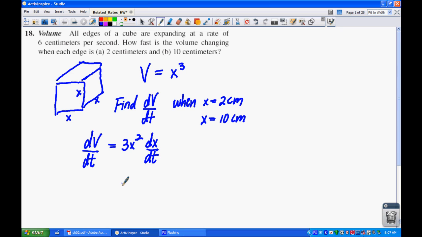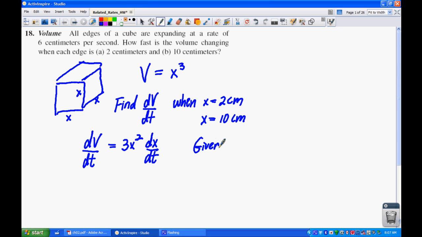Now we should be able to find the volume rate when so and so. Now I didn't write down, we know what x is going to be. x is going to be 2 for the first problem. But what is dx/dt? What does this derivative stand for in our problem? Well, I didn't write what was given to us in the problem. I forgot to write that down.